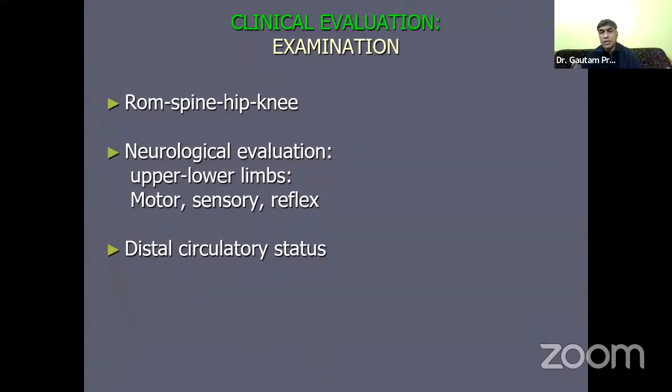Along with that, many times neurological claudication can be confused with vascular claudication. So always look for the distal pulses. Remember, the dorsalis pedis pulse can be absent in up to 30% of patients. So the tibialis pulsation should be felt, and reflexes should be checked in all four limbs so that we rule out any upper motor neuron signs.